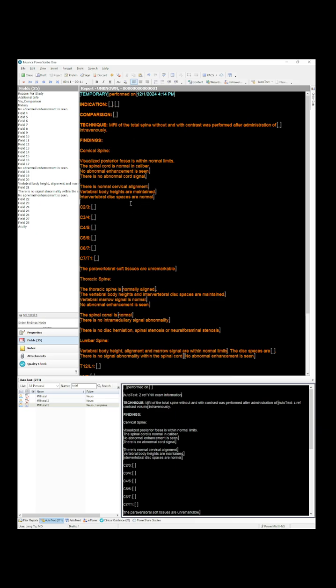It prompts you to talk about individual levels, even though truthfully with our protocol, the individual levels are a little bit more limited when evaluating disc spaces. Oftentimes when I have fellows or trainees reporting using this template, they provide a lot of detail that is not really going to impact management.